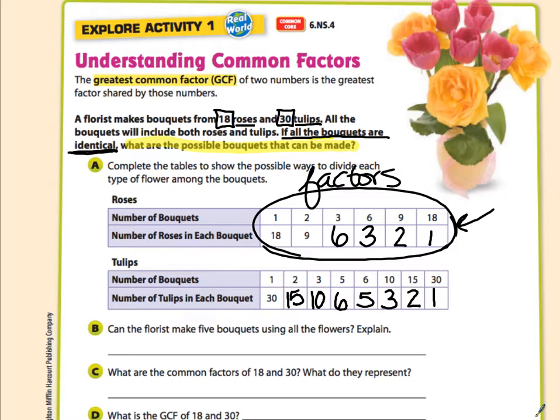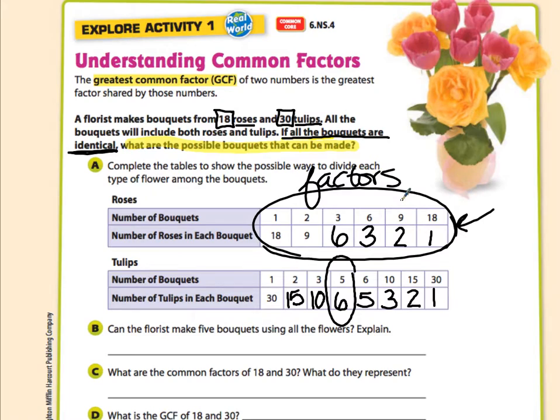So now let's take a look, and we have to see, well, I want to use both. It's not one or the other. I want to use both. So I want to look at my factors for both of the numbers. Can the florist make 5 bouquets using all the flowers? And explain why or why not. Well, if you look here at the tulips, they can make 5 bouquets and use all the flowers.